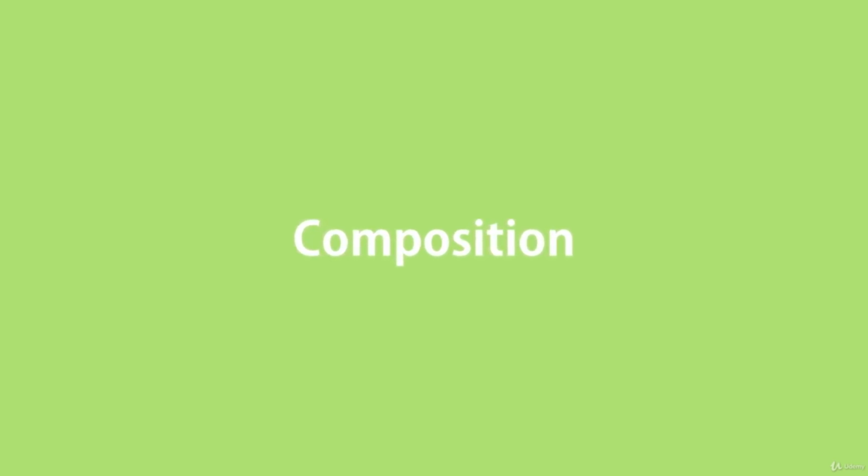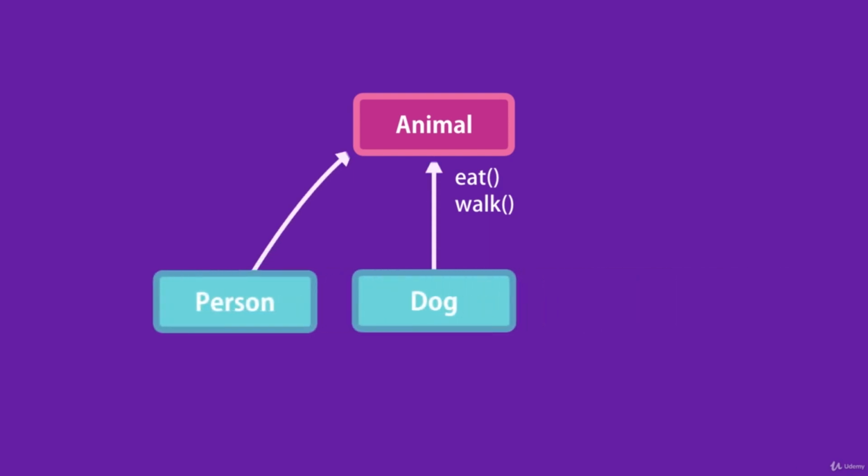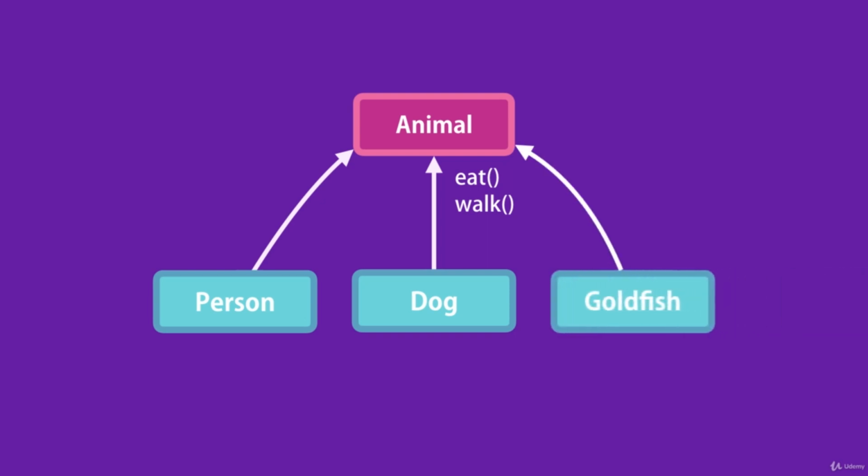So let's see the problem with inheritance. Here we have this animal object with two methods, eat and walk. And we have two objects that derive from animal, person and dog. Now, tomorrow we're going to introduce a new object called goldfish that derives from animal. Our hierarchy is broken. Why? Because goldfish cannot walk, it can swim. So we got the hierarchy wrong. And this is something that happens quite often, especially amongst inexperienced developers.